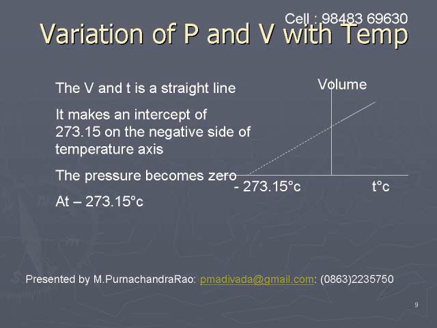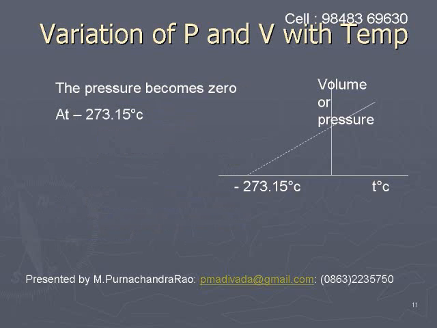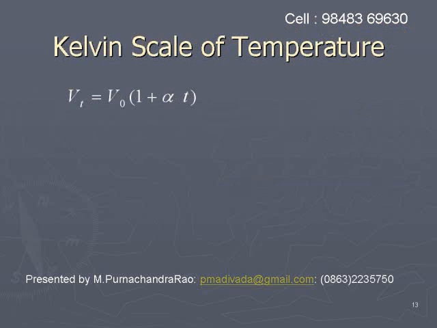At this temperature, according to the figure, the pressure becomes 0 and the volume becomes 0. From the graph, what we notice is that the pressure becomes 0 and the volume becomes 0 at minus 273.15 degrees centigrade. We can also prove it from the equation.